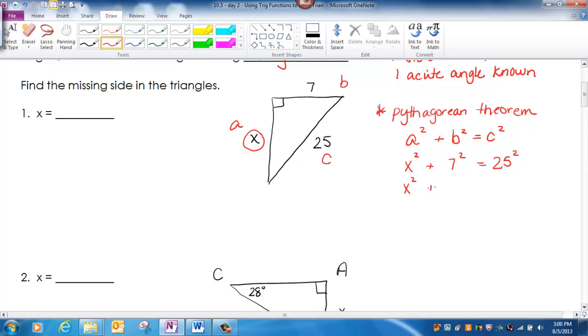x squared plus 7 squared is 49. 25 squared is 625. Subtract the 49 over and you get 576. And then take the square root of both sides. So x equals 24.